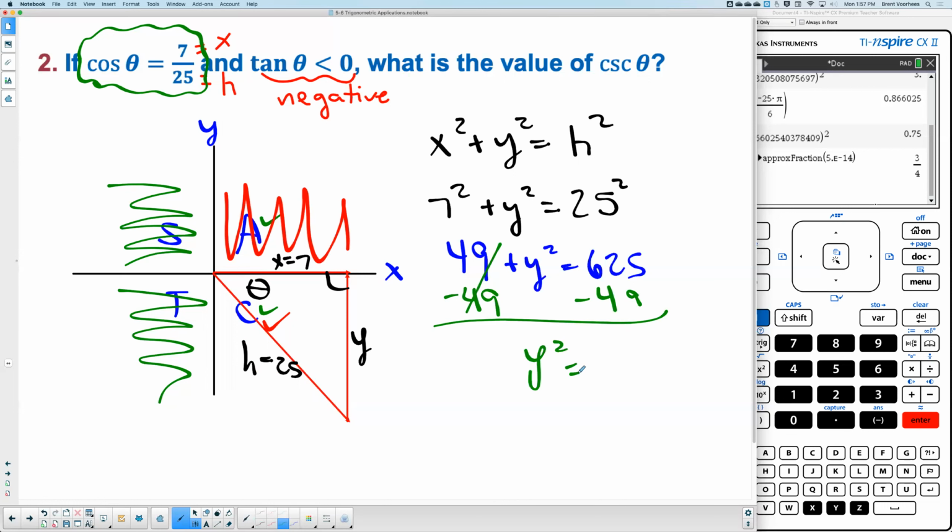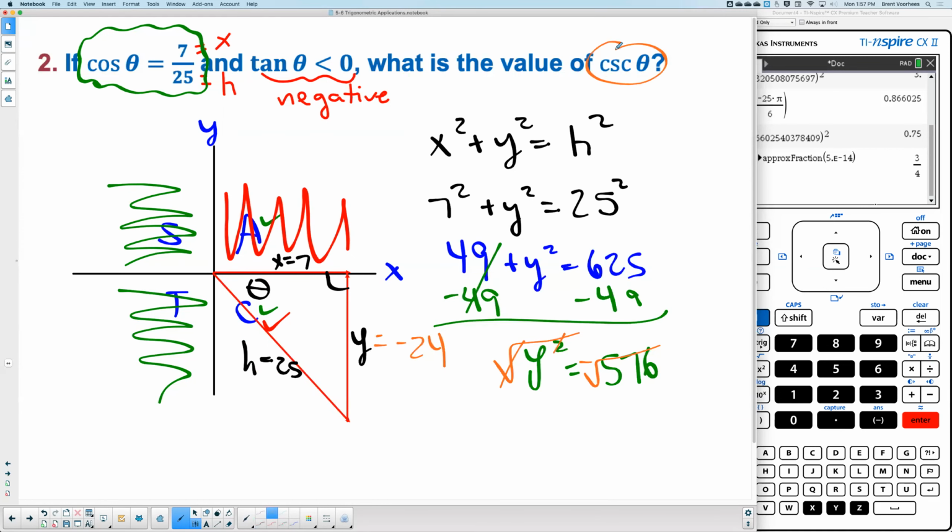So y squared would equal 576. I want the opposite of a square. So there's the math. Now, anytime you take a square root, you should add a plus or minus, but this time we don't have to because we know something about y. Since this is in quadrant 4, what's got to be true about y? It's negative. So this is the negative square root of 576, which is negative 24. So now you can find your answer.